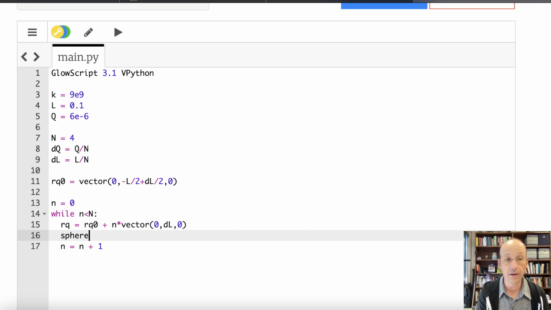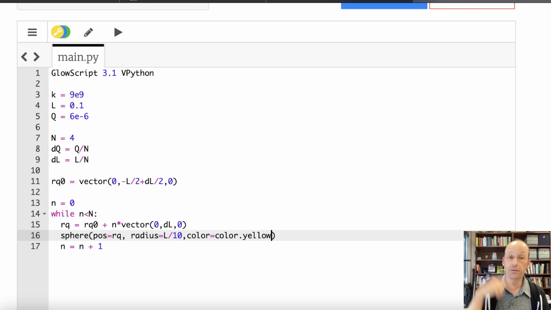I'm not going to give it a name. I'm not going to put it in a list, even though I totally could do that. Just letting you know I could. I don't have to say equals. It's going to have a position, RQ. It's going to have a radius of, let's see, if the total thing is a length L, let's say L divided by 10. Let's just try L divided by 10. And let's make it yellow.